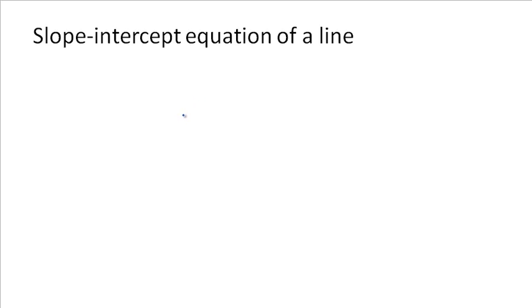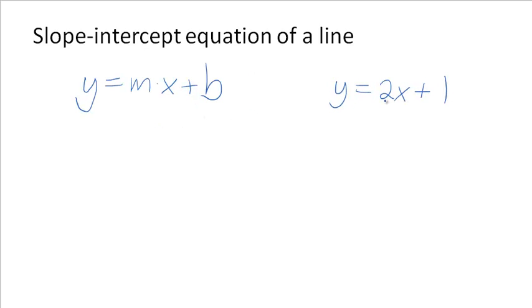Alright, so in the last class we started talking about the slope-intercept equation of a line. You might remember that's the thing that looks like y equals mx plus b, where m and b are both numbers. So for example, y equals 2x plus 1 would be an example of a slope-intercept equation of a line. And the idea is, again, that this is relating quantities. So x is representing something, and it's going to be our input quantity, and y is representing something, and it's going to be our output quantity.